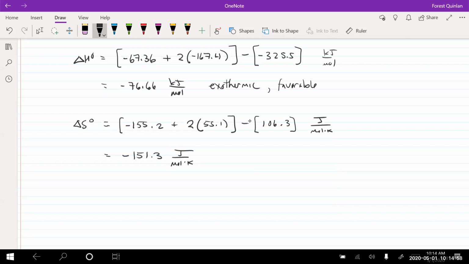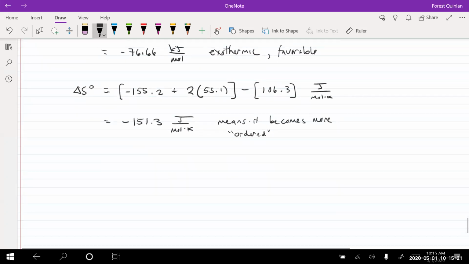That means it becomes more ordered. For whatever reason, that dissolving process, Mother Nature thinks that that's a better place for it to be. The question is, overall, what is our ability to try to get some work out of this dissolving process?